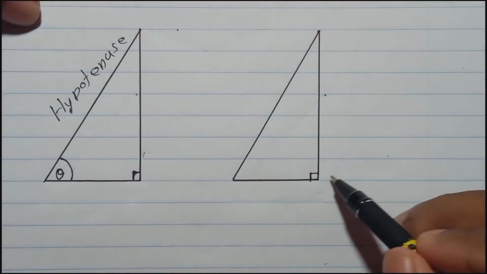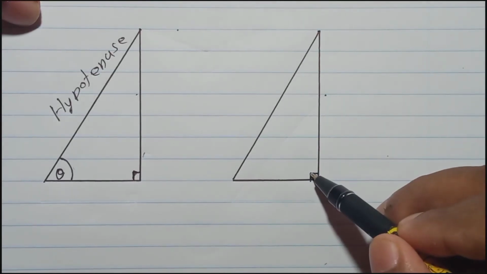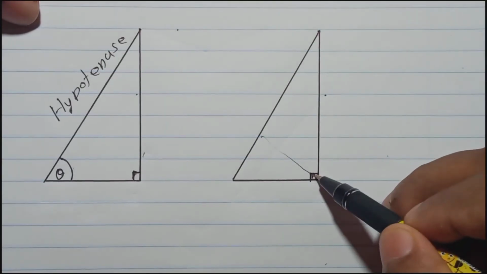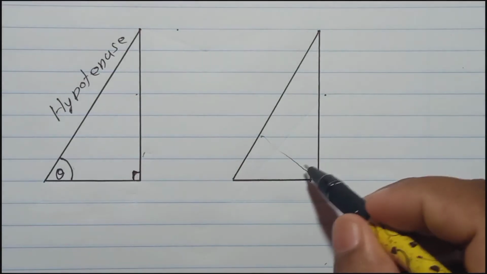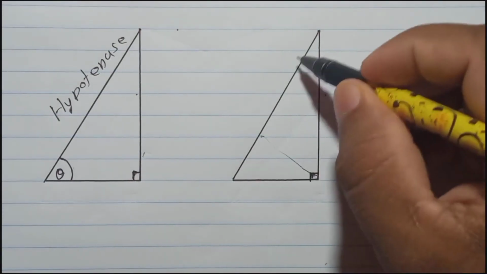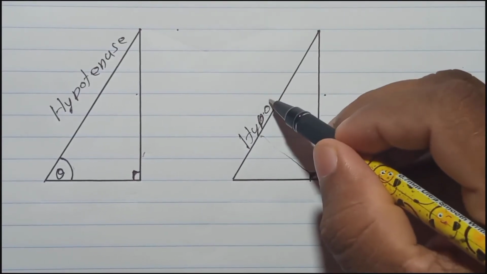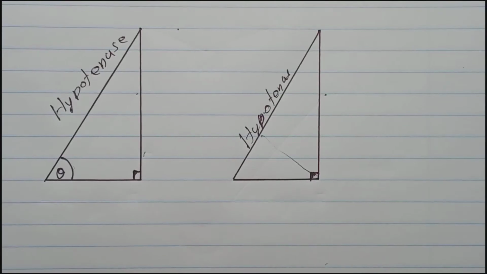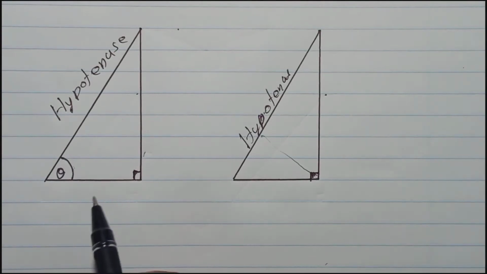Here also, in front of the 90 degree angle, if you draw an arrow like this, here will be the hypotenuse. It's a very simple idea: in front of the 90 degree angle, this is the hypotenuse. I will write it here also, hypotenuse. So for any right angled triangle it will be the same. In front of 90 degrees is the hypotenuse.